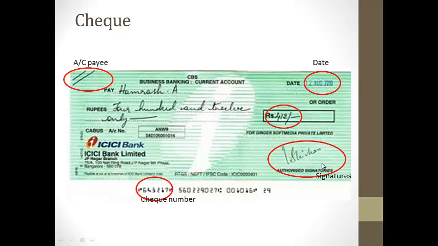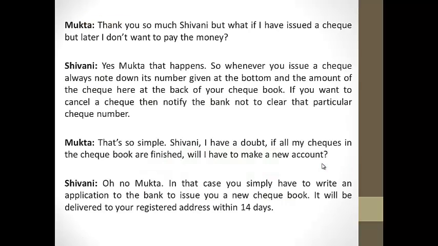Why we should make a note of this check number? To keep a record of the checks that you have issued, just in case if you want to cancel a check in future, you can do so by telling the bank the respective check number.